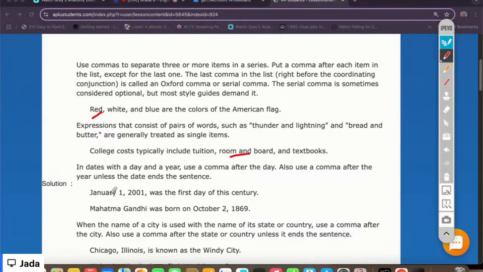All right, so in dates with a day and a year, you use a comma after the day. Also use a comma after the year unless the date ends the sentence. So you use a comma after the day, right? If you have a sentence and you need to put a comma in between the day and the year, just like January 1, 2001. So see a comma here. And then because it's a complete sentence, you have to put a comma after the year. Okay?